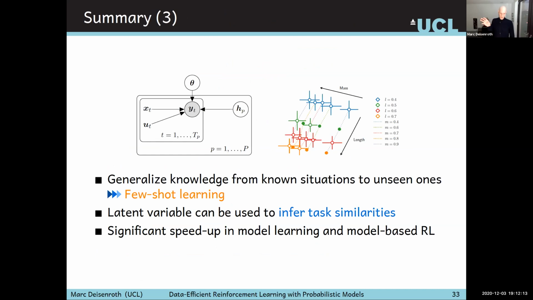So to summarize this, what we wanted to do is generalize knowledge from known situations to unknown situations to facilitate few-shot learning. And we can use this latent variable, this h here, to infer task similarities. And we've seen that we can achieve a significant speed up in model learning and also in model-based reinforcement learning.